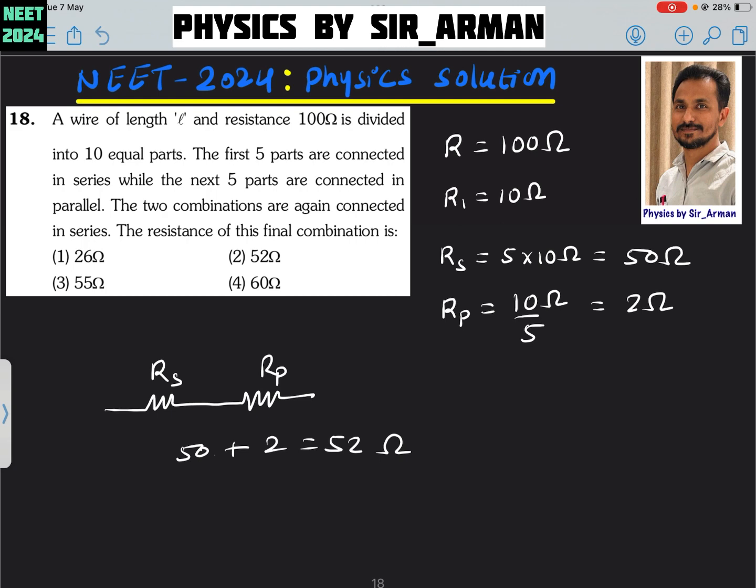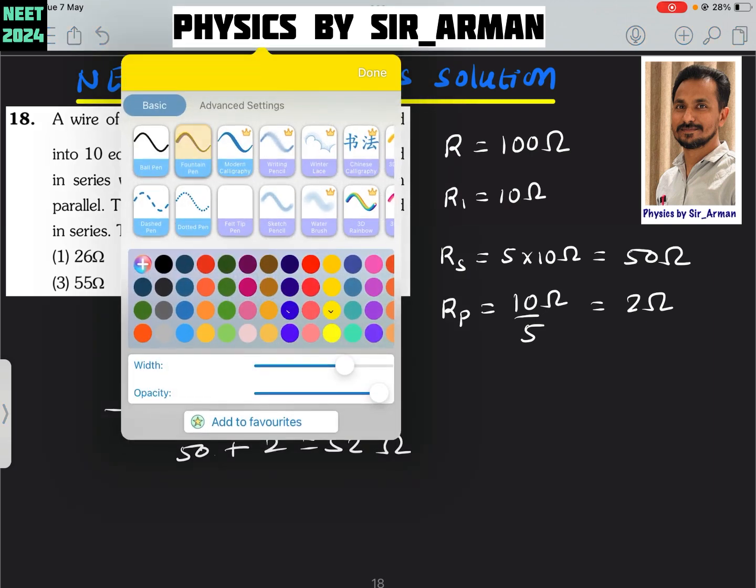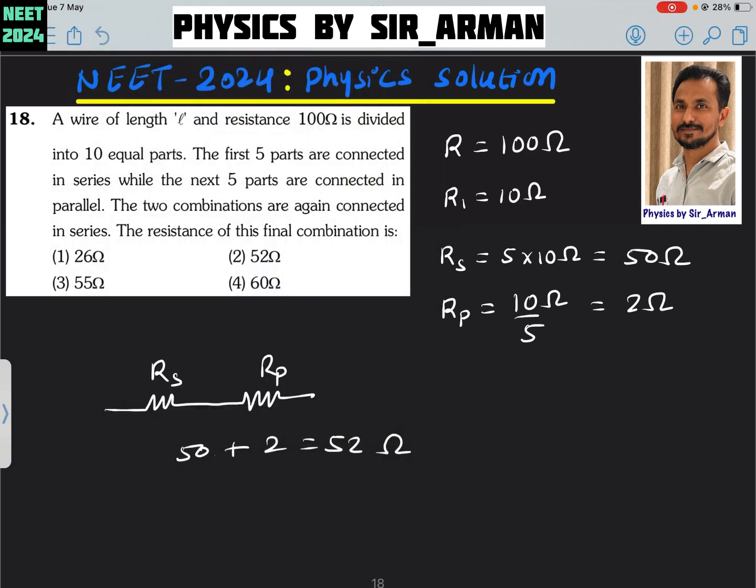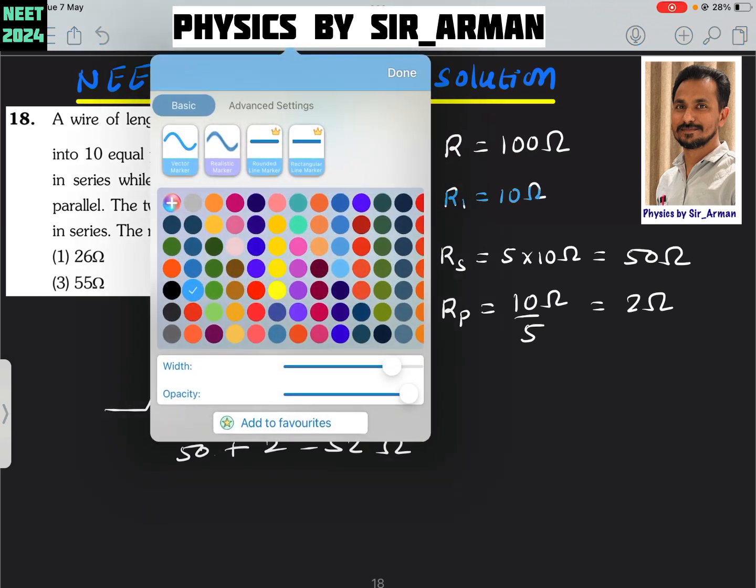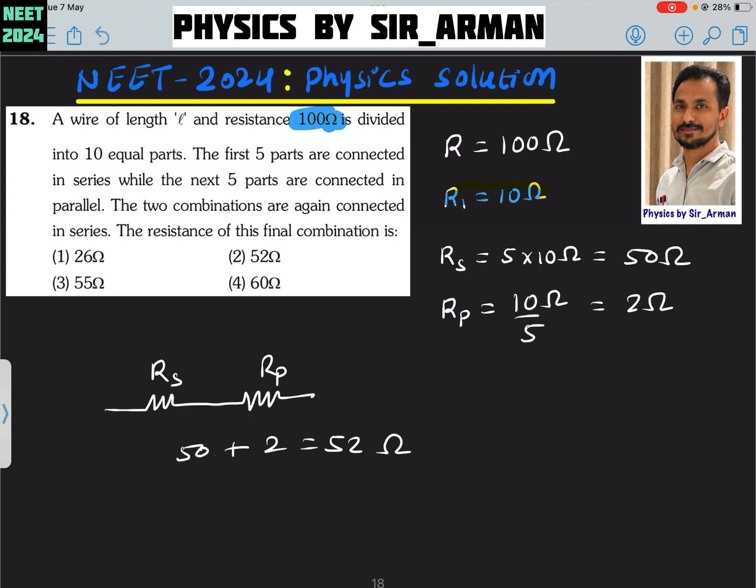Question number 18. A wire of length L and resistance 100 ohm is divided into 10 equal parts. So we know that R is equal to rho L by A, so R is proportional to length. If you divide it into 10 equal parts, then each part will have a resistance of 10 ohm, because the resistance of the whole wire is 100 ohm.